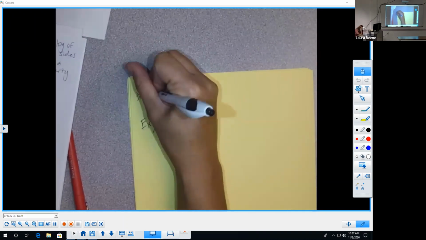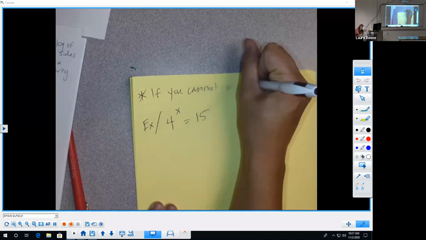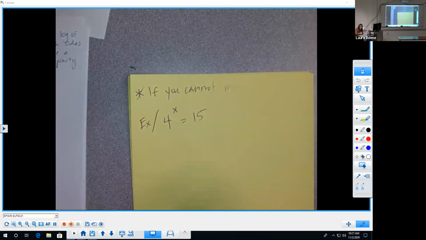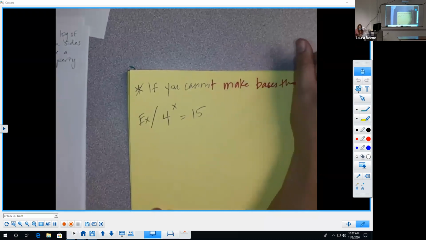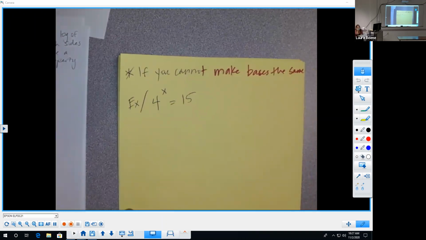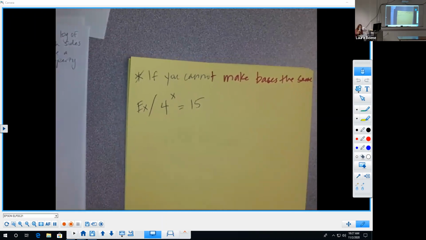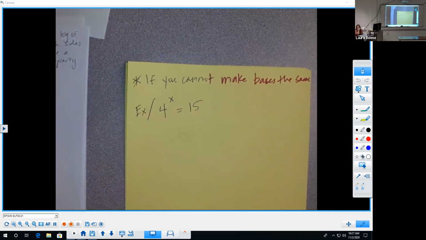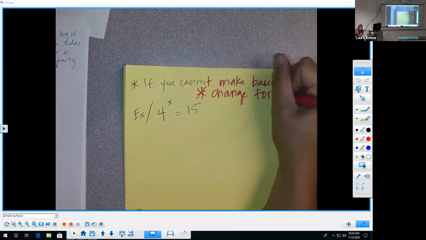So if you cannot make the bases the same, then we are going to use the inverse to solve it because inverses undo things, okay? What is the inverse of an exponential function? A logarithm, okay? So we are going to put it into logarithmic form and that's going to fix our problem. So we are going to change forms.